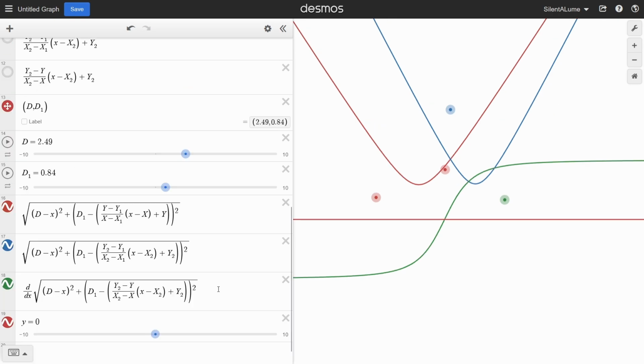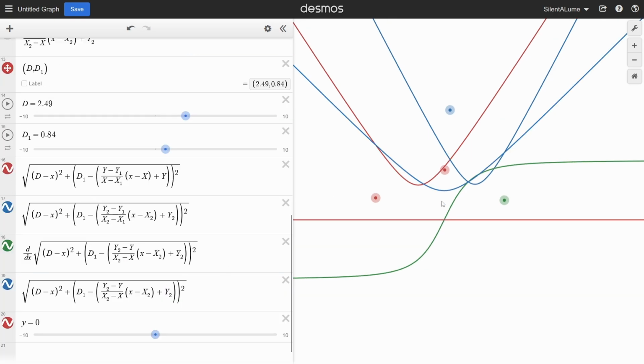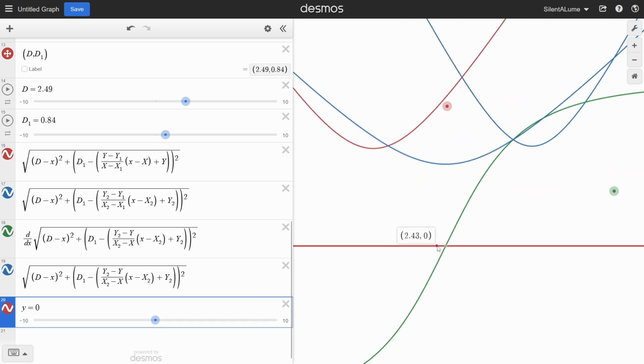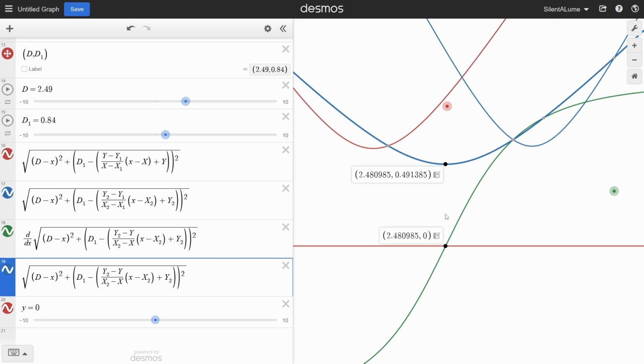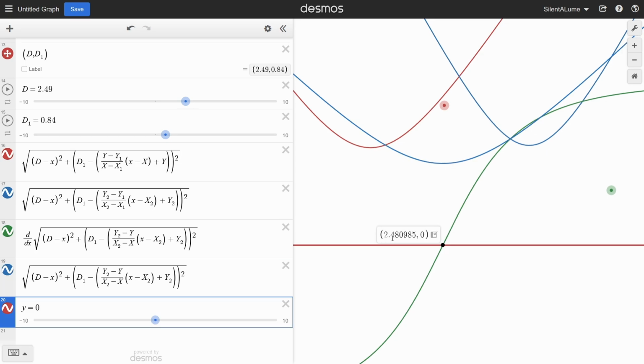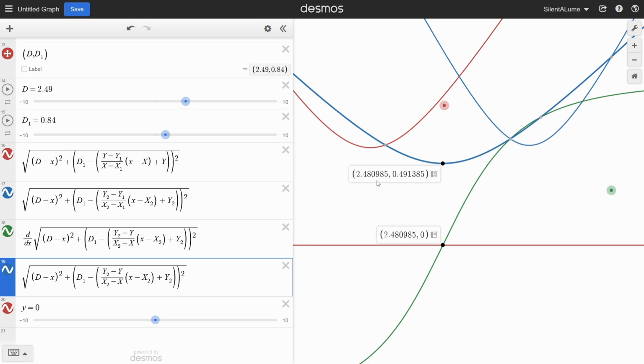Where did my function go? Oh yeah, forgot. I turned it into a derivative. And what we can do is see that when x is equal to 0, it intersects and also leads up to the solution. So what we can see is 2.480985. Yeah, it just does that.